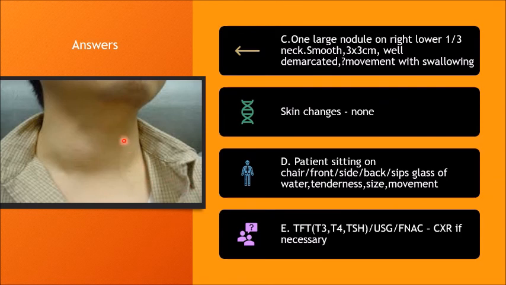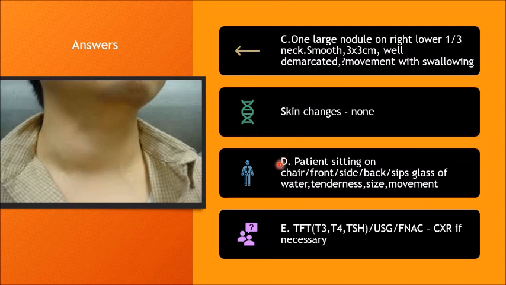Okay, the answers to these questions. Question C. There is one large single nodule on the right lower end of the neck, lower third of the neck. It appears smooth, approximately 3 by 3 centimeters in diameter, well demarcated, and we have to check whether it moves with swallowing. Next, the skin changes over the lump. There are no skin changes, a normal skin.